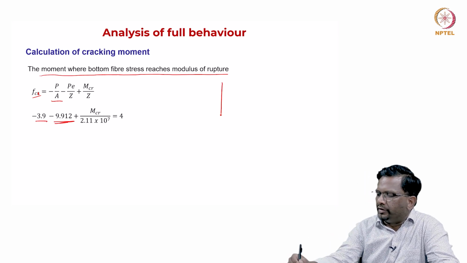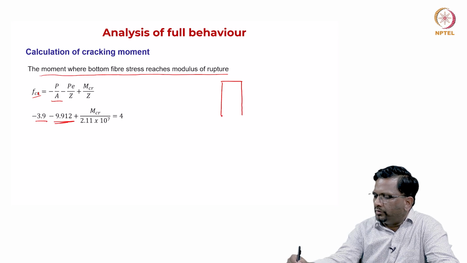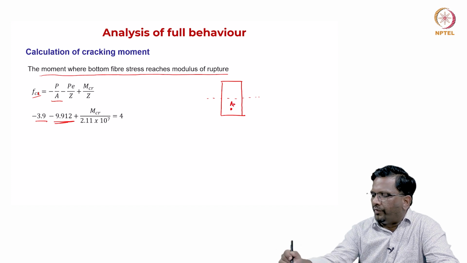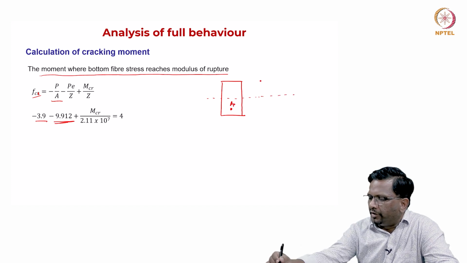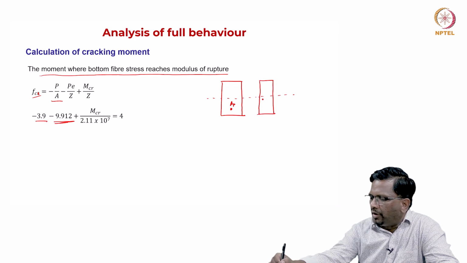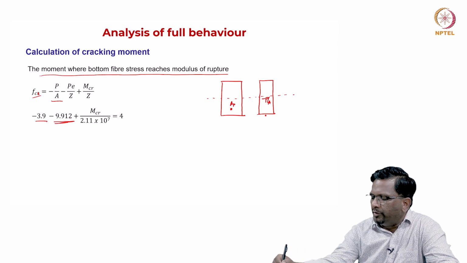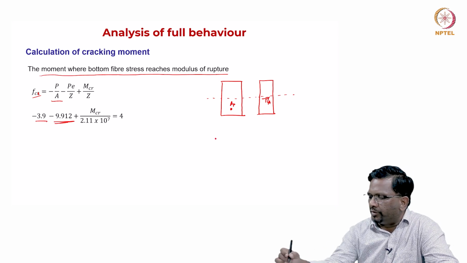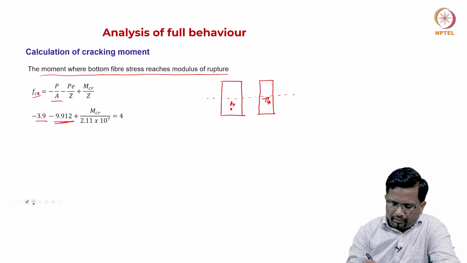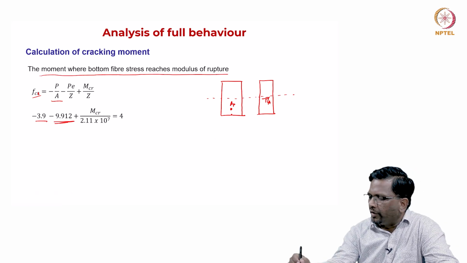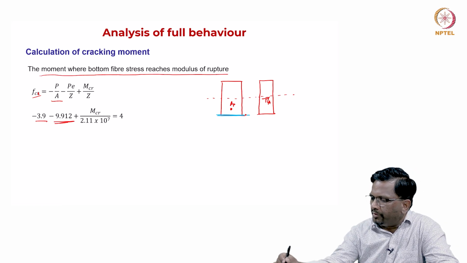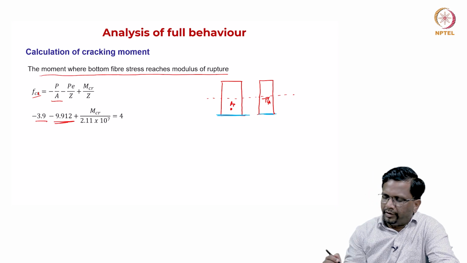So, let us say that this is the section, and I have prestressing like this, A_p. Now, what we are trying to calculate is, there are 3 components. One is this negative P over A, because we are calculating the stress at the bottommost fiber. So, this is negative P by A.